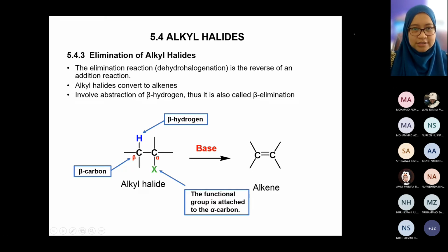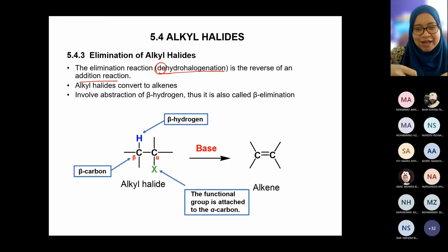Okay, for the elimination reaction, which is known as E. E means the removal. Dehydrohalogenation. Hydro means hydrogen and then halogen. So hydrogen will be removed out and also the halogen. The removal of hydrogen and halogen from alkyl halide is the reverse of an addition reaction. Dia adalah opposite of addition reaction. Addition, kita masukkan dia dekat alkene. Now kita nak keluarkan balik. So dia jadi alkene balik lah. Okay, so alkyl halide will convert to alkenes through this elimination reaction.